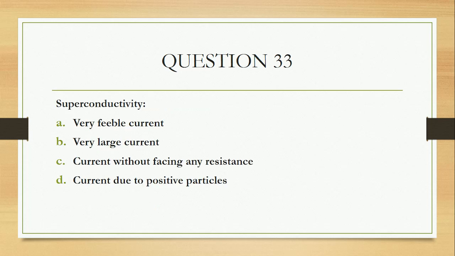Now the next question is, superconductivity is option A, very feeble current, option B, very large current, option C, current without facing any resistance, or option D, current due to positive particles. And the correct option is option C, that is current without facing any resistance.